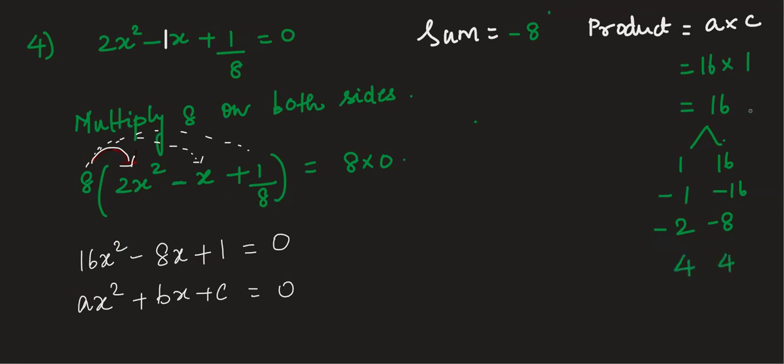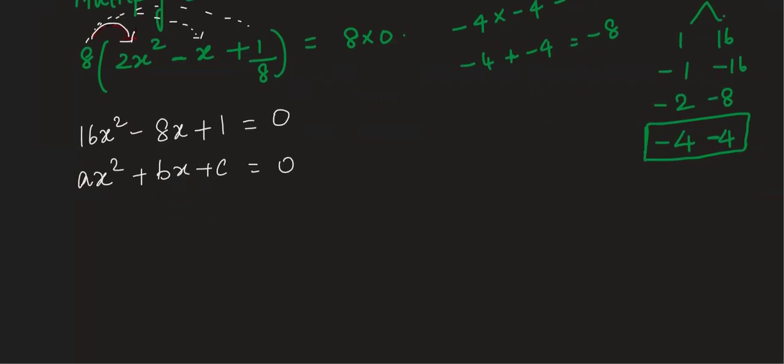If I add them, I'm getting positive 8. But then try like this. Let's change the sign. So minus 4 into minus 4 is definitely 16. It will become positive 16. So minus 4 plus minus 4 is equal to minus 8. So this one is actually working. So the two numbers which we are going to take are minus 4x and minus 4x. Now let's write it in this one.